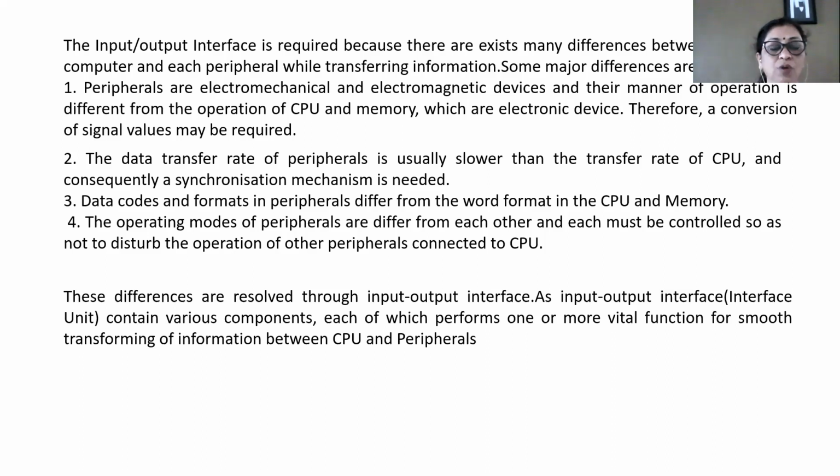In order to resolve these four differences, the input-output interface is present between input-output devices and the central processing unit. The function of the interface is to resolve these differences. It is going to provide smooth transformation between the peripheral device and the central processing unit. So this is the reason why we are using the interface between input-output devices and the central processing unit.